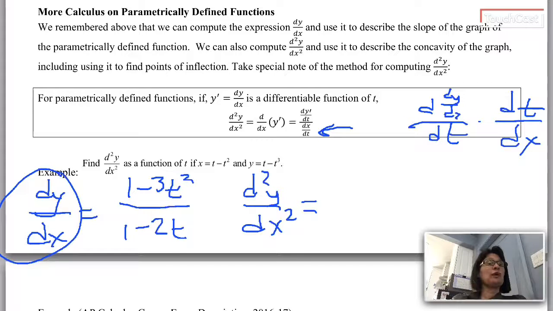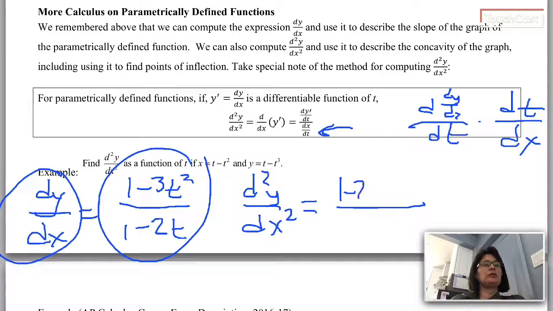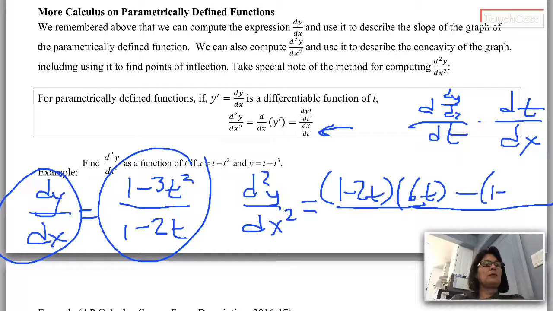Well, notice to take the derivative with respect to time of (1 minus 3t squared) over (1 minus 2t), I need the quotient rule. So that's going to be low, 1 minus 2t, d high, minus high, d low, which is negative 2, all over (1 minus 2t) squared.